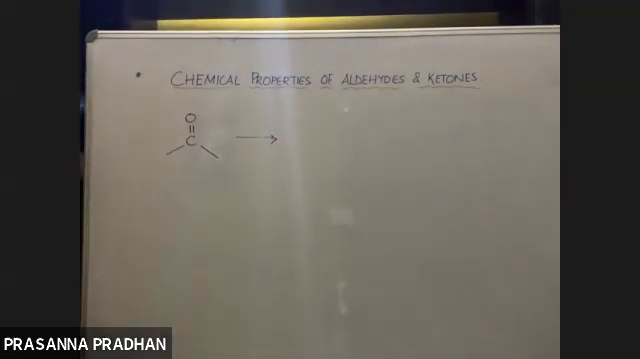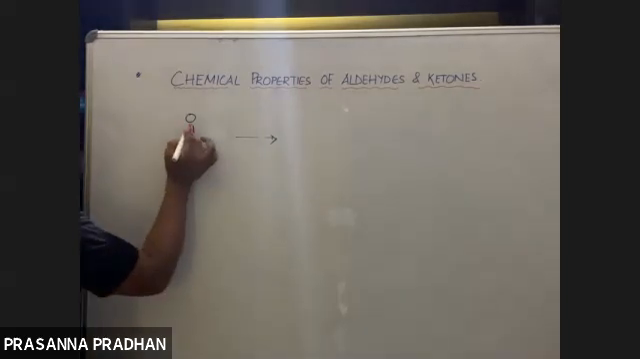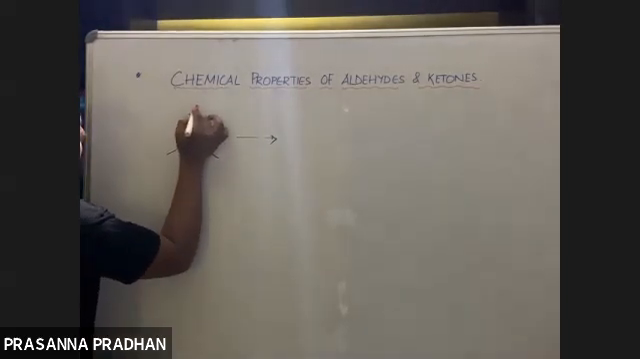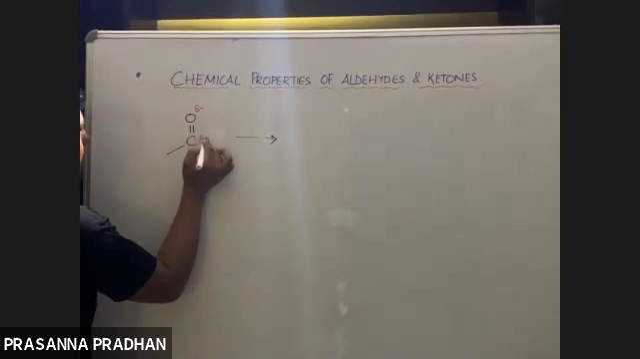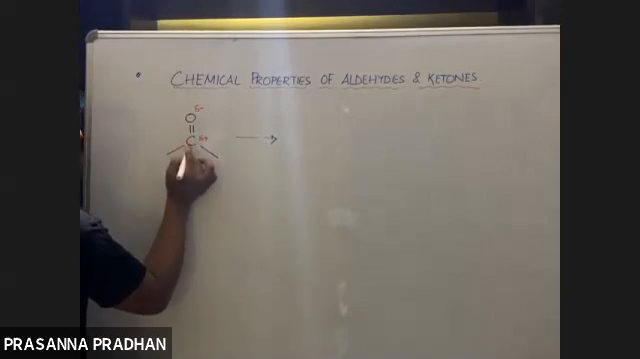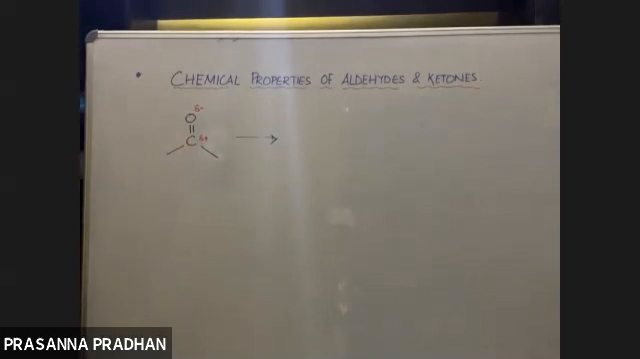Now, do you think the CO group is polar in nature? Will there be any charge difference? Yes or no? Yes, absolutely it's polar. Why? Because carbon, we know it's very less electronegative, whereas oxygen is highly electronegative. So this oxygen will pull the shared pair of electrons towards itself, thereby acquiring a negative charge, and this carbon a positive charge.